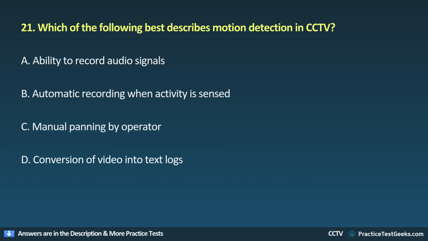21. Which of the following best describes motion detection in CCTV? A. Ability to record audio signals. B. Automatic recording when activity is sensed. C. Manual panning by operator. D. Conversion of video into text logs.